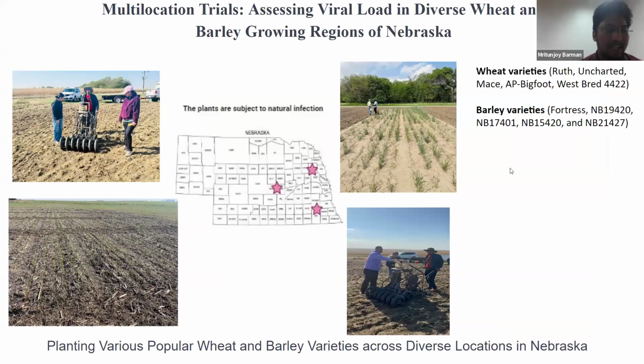Now to understand the viral load in the different locations of Nebraska, a multi-location trial was conducted using a randomized complete block design. You can see here we chose three locations: Mead, Scribner, and Hallam, and there are two other locations, Jefferson County and Concord. We have planted five different popular varieties of barley and wheat, and we are waiting for the upcoming summer for the data from those fields.